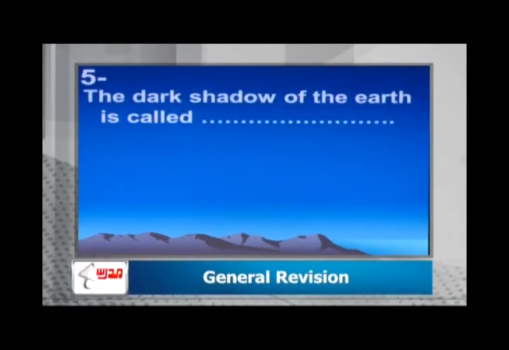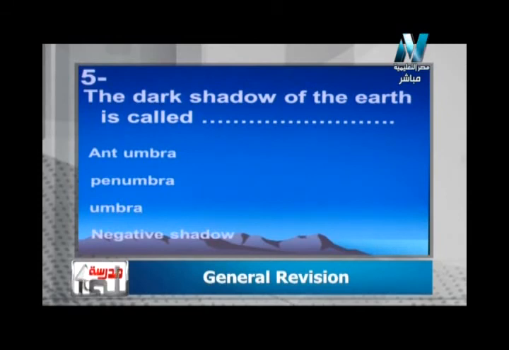The dark shadow of the earth is called what? The dark part of the earth when it faces the sun. We agreed in the previous drawing that there are two main areas, umbra and penumbra. Which is the dark shadow area: antumbra, penumbra, umbra, or negative shadow? Surely the answer will be umbra, which we also call the shadow. Of course the word umbra comes from the word umbrella, because an umbrella causes a dark shadow area. So again, the dark shadow area of the earth is called umbra.